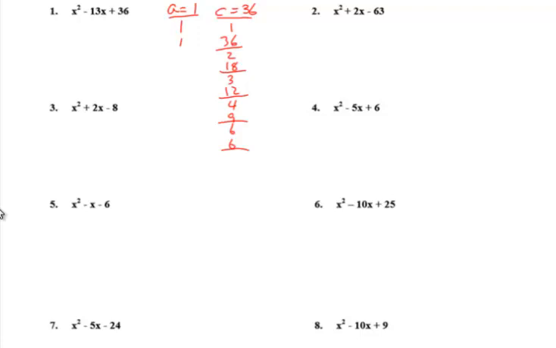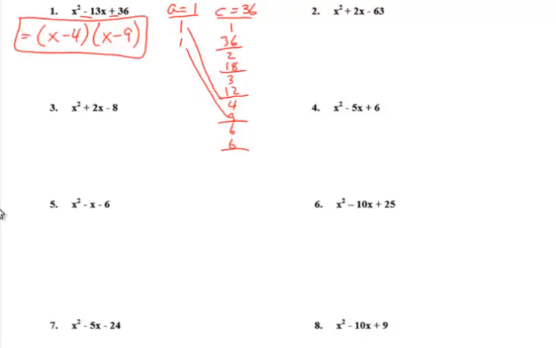Now I'm looking for, in this one, because this is a plus sign, the ones that add together to be 13. So in this instance, 4 and 9 are what add to be 13. But because this is a negative, they both have to be negative. So it's going to be x minus 4 times the quantity x minus 9. All right, so that's what that equals there. Okay.